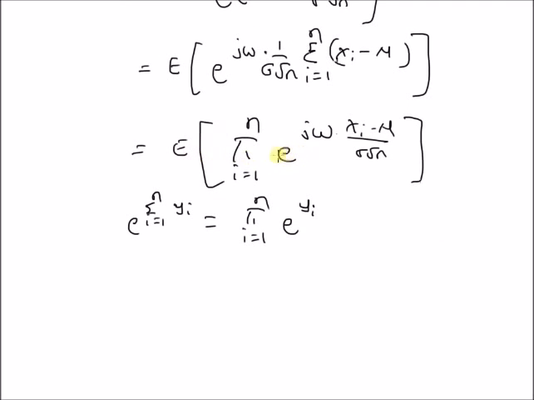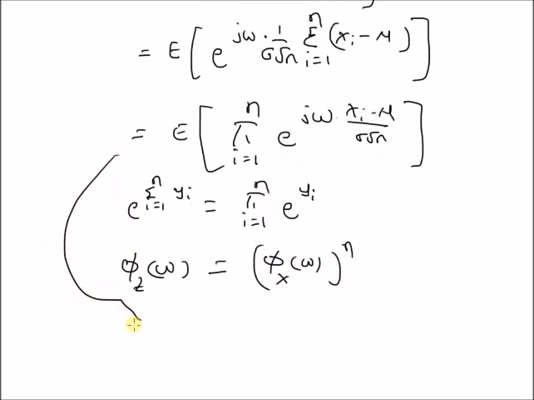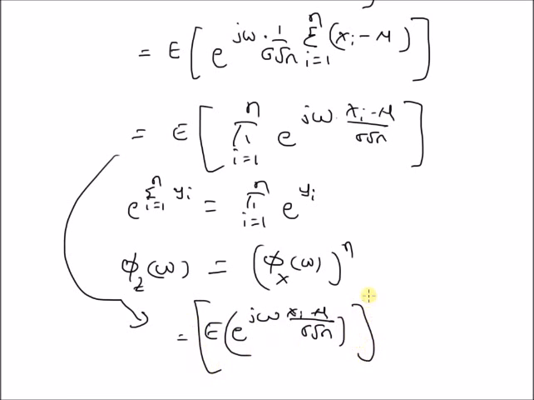Now by using the theorem that for n independent random variables, the characteristic function of the sum is equal to, that is phi z of omega is equal to phi x of omega whole power n, when the x's are independent of each other and z is a sum of the Xi's, then by using this theorem, this becomes the expectation of e power j omega times (Xi minus mu) divided by sigma times square root of n, whole power n. Basically the expectation of this product becomes the nth power of this expectation by using this theorem.